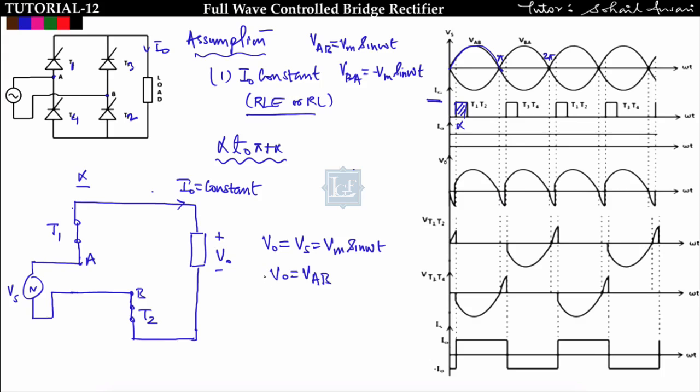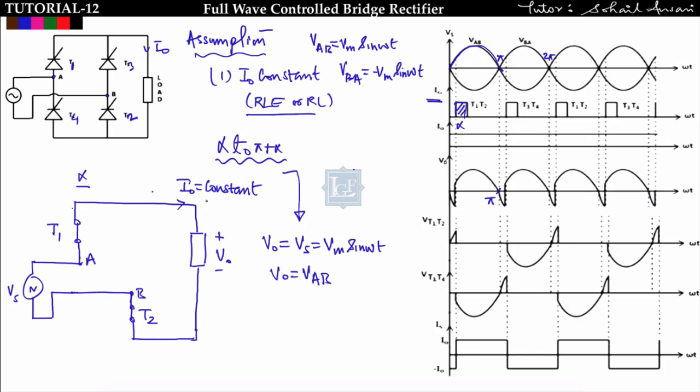Now see here, most of the students get confused about what happens after pi. I am saying that from alpha to pi plus alpha, the output voltage will follow the supply voltage. But here you can see that after pi, the supply voltage is getting reversed, which means the supply voltage is getting negative. That means T1 and T2 must go into reverse bias and won't conduct, so they can be replaced by an open circuit after pi. Most of the students get confused with this statement, right?